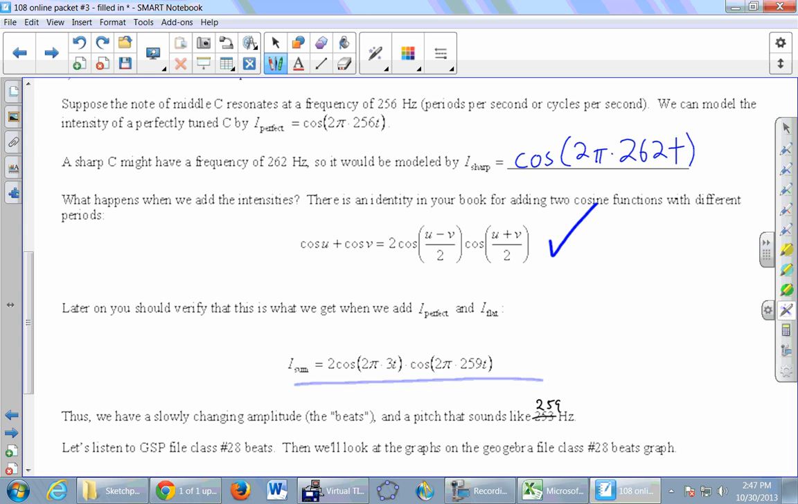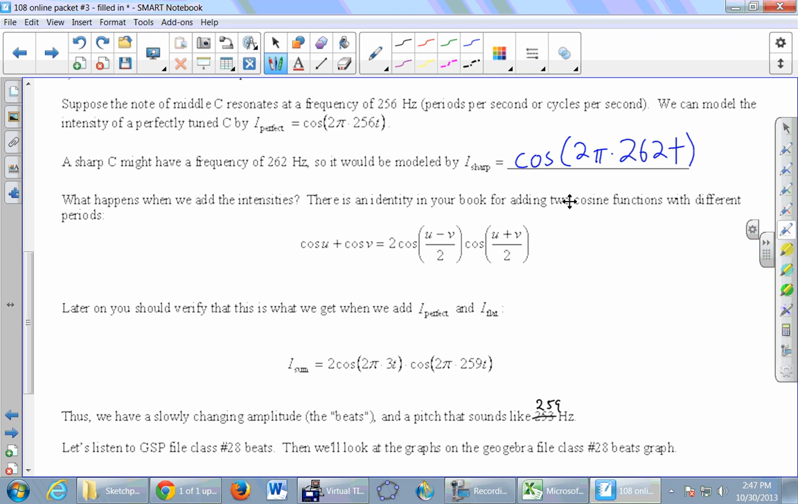Pause the video and actually plug in, there's your U and there's your V. Plug them into this and make sure you agree with what I've written up here. But we should get 2 cosine of 2 pi times 3t times cosine of 2 pi times 259t. Okay, so 2 cosines multiplied together.